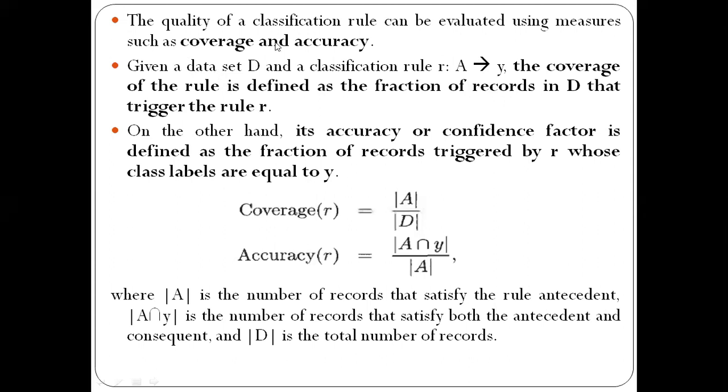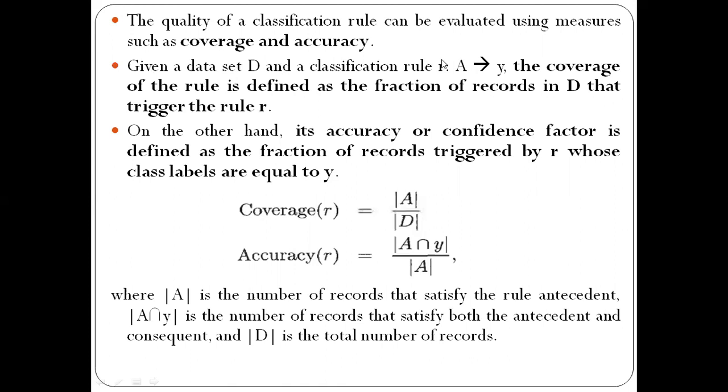Then the coverage of the rule is nothing but how many records in D are going to trigger this R. That fraction of records is called the coverage. That is, how many records in the given data set D are going to trigger this rule R. Fraction of records means what percentage of records are going to trigger the rule R. So coverage is the number of records in the given data set that trigger this rule.